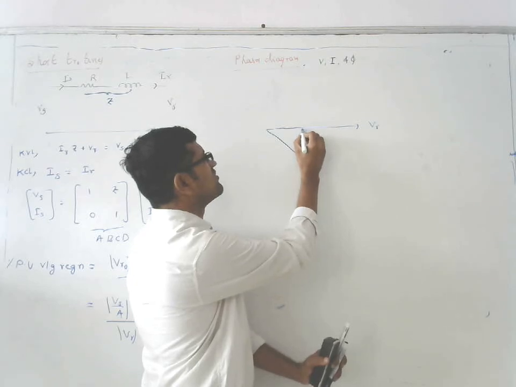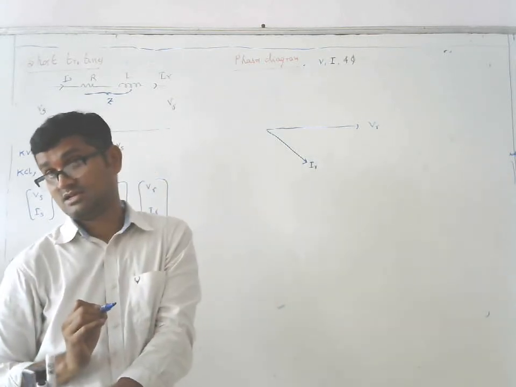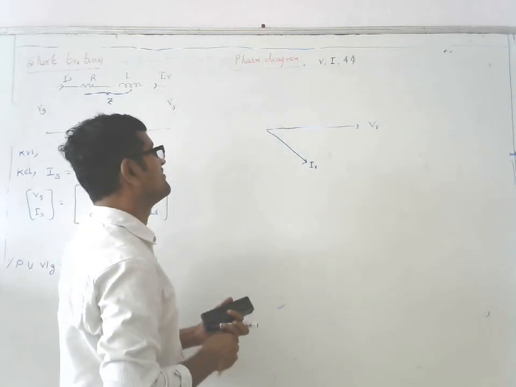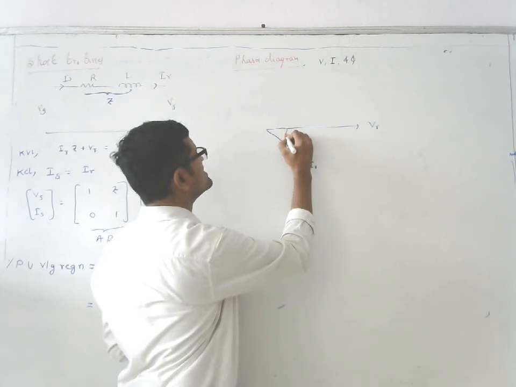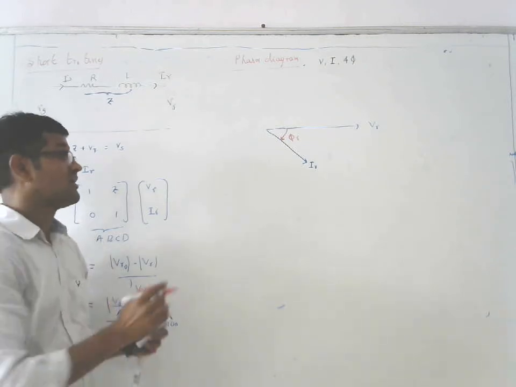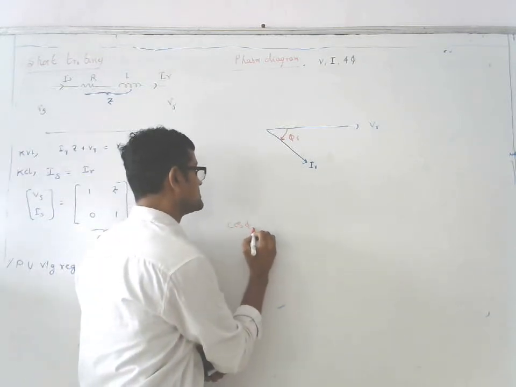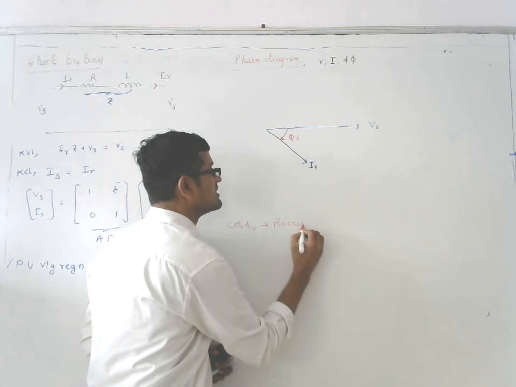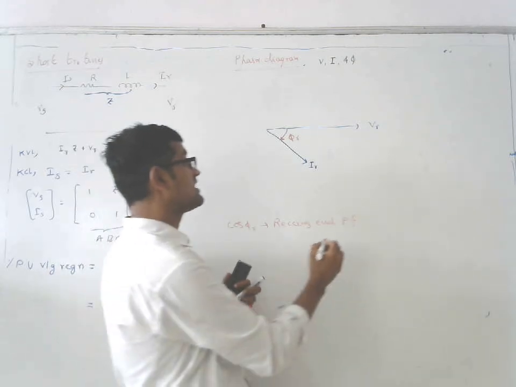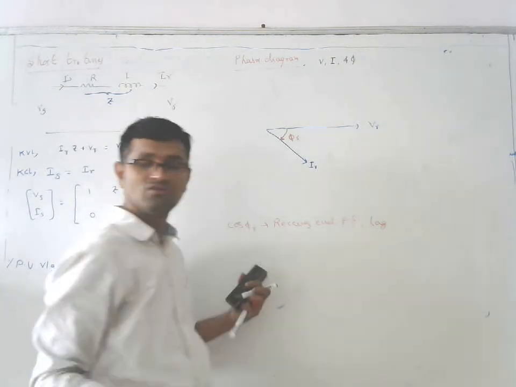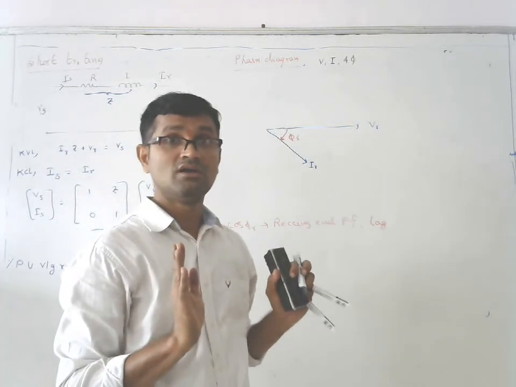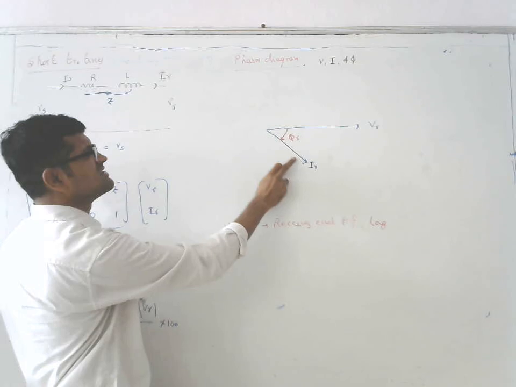The phase difference between these two is called the receiving end phase angle, phi R. Cos phi R is called the receiving end power factor. It is a lagging power factor, because all our loads are lagging. Practically, we do not have capacitive loads anywhere. With this analysis, in every transmission line we represent the receiving end current lagging the receiving end voltage.